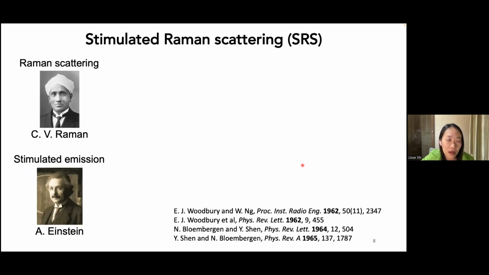Let's start from the microscope part. Instead of conventional spontaneous Raman scattering, stimulated Raman scattering, SRS for short, is a nonlinear process achieved through stimulated emission of radiation. This effect was first discovered in 1962 by Woodbury and Ng when they were studying the ruby laser.